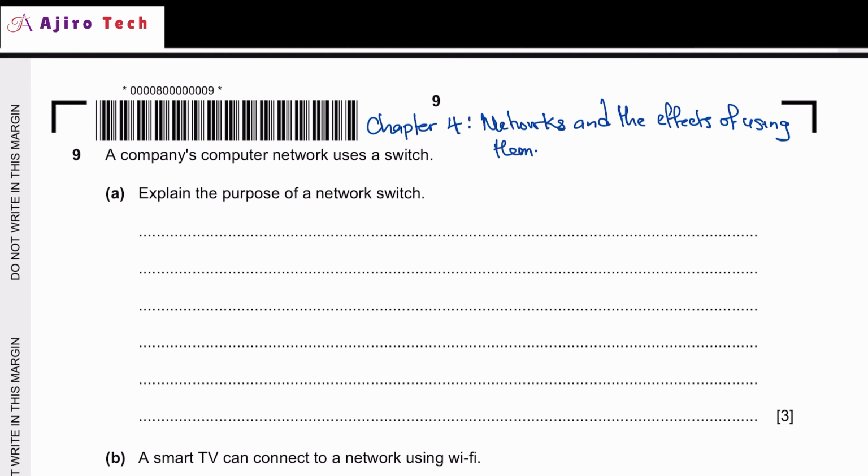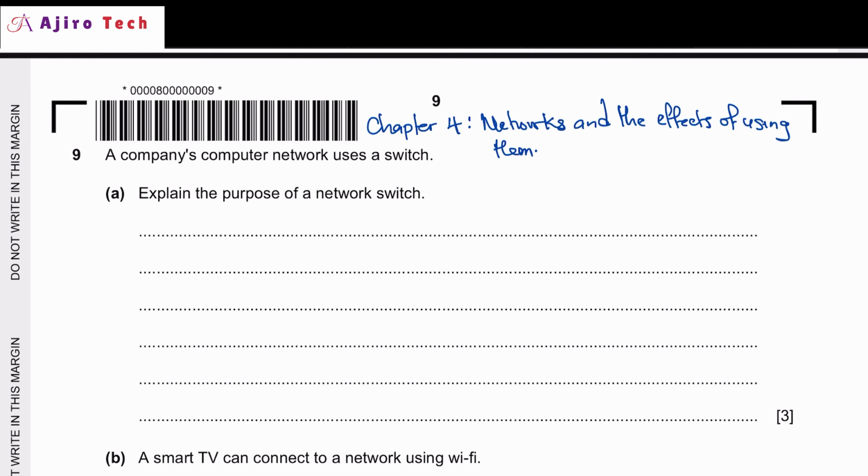Very important. But when it comes to the switch, it is the intelligent version of the hub. Why? Because it sends data to the specific device, the right destination. It goes to the right destination because of the media access control addresses it has. It is what we call a lookup table.